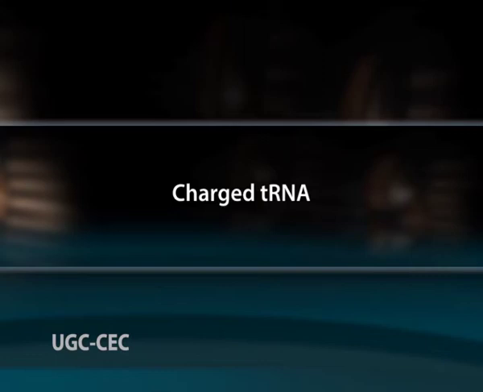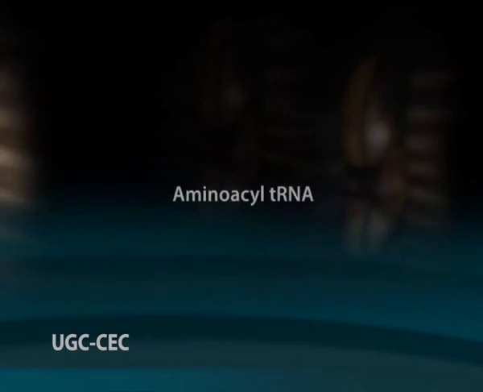The first one is charged tRNA. Every tRNA has an amino acid binding site opposite to its anticodon arm. The tRNA needs to be charged to start the process of translation. Charging of tRNA occurs when the amino acid specific to its anticodon attaches to its amino acid binding site. The amino acid is carried at the 3' hydroxyl end of the tRNA molecule. The charged tRNA is called amino acyl tRNA.